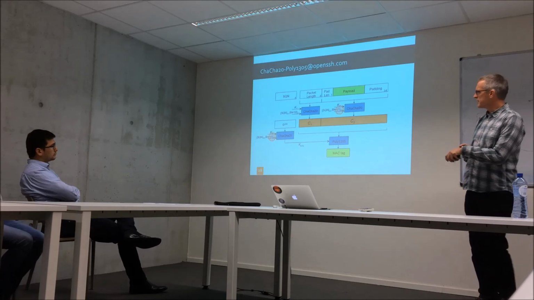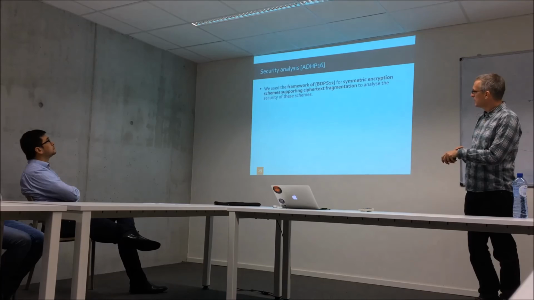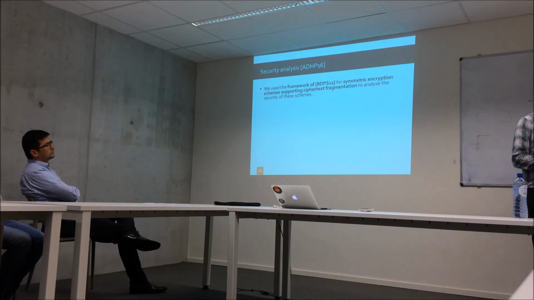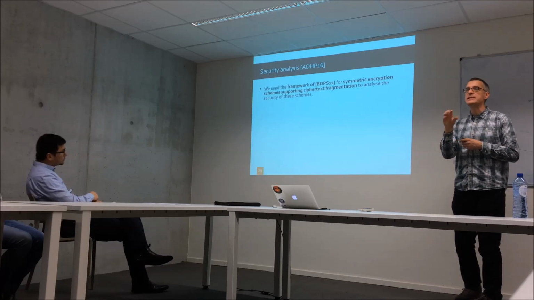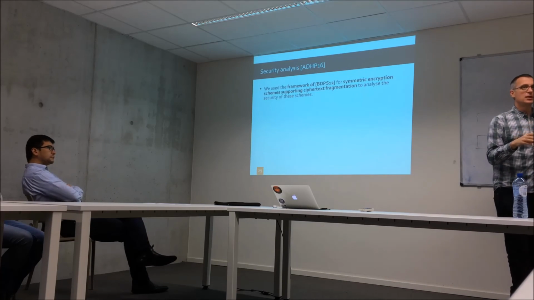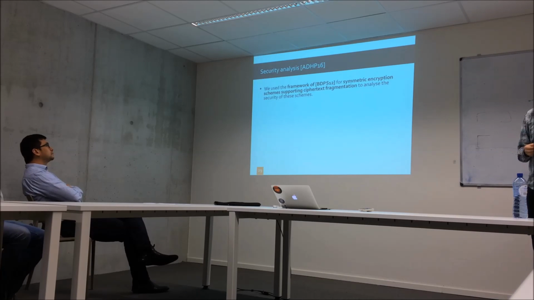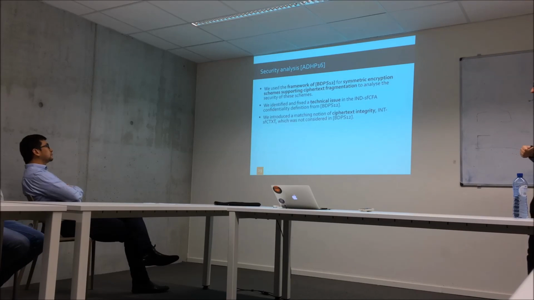Okay, I'm out of time almost. Let me just say what we proved. We used the security model from our old paper. This is the thing, remember, that allows you to do this fragmented delivery of ciphertexts to prove the security of these different schemes. Actually, we found out that our models were wrong.